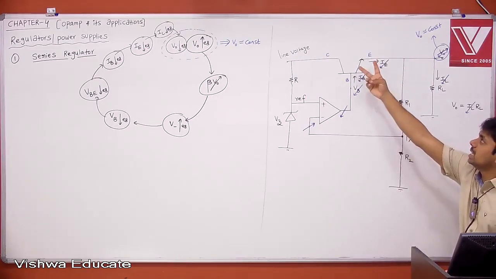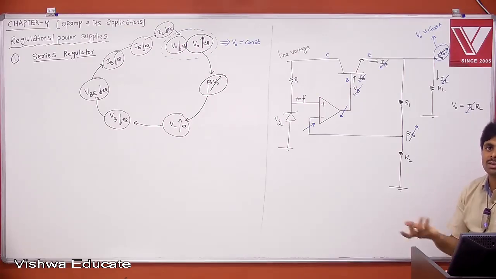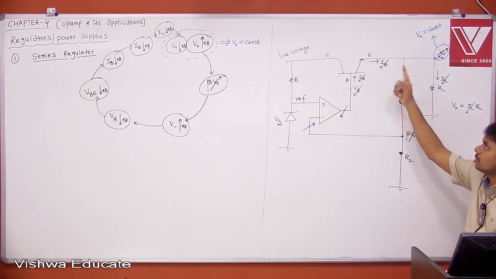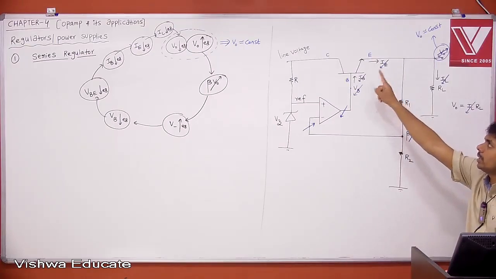Almost the drop VCE, right? Almost, I want VCE to be 0. That is in the case of BJT, right? Which is 0.2, less than 0.2 we cannot go, else it will enter into saturation. When it is entering into saturation, it will not act as a control element. If you want to use your BJT as a control element, it should be in active region.